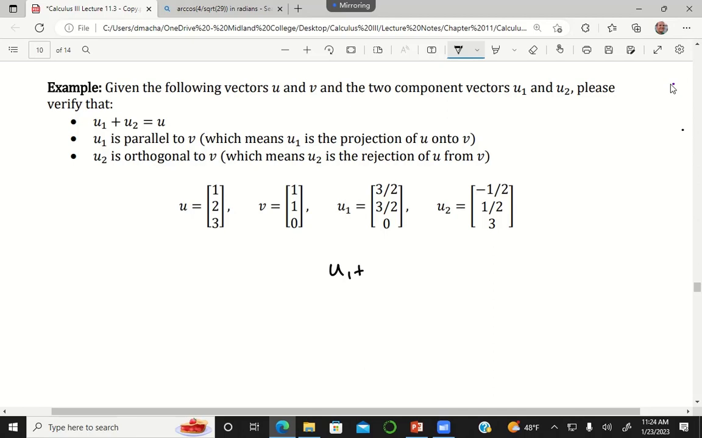So U1 plus U2 would be the vector 3 over 2 plus negative 1 over 2. So that would be 2 over 2, which is just 1. Then for the second entry, I have 3 over 2 plus 1 over 2. That would be 4 over 2, which is 2. And then for my third entry, I have 0 plus 3, which is 3. And so sure enough, I get my vector U. You can check that one off the list.